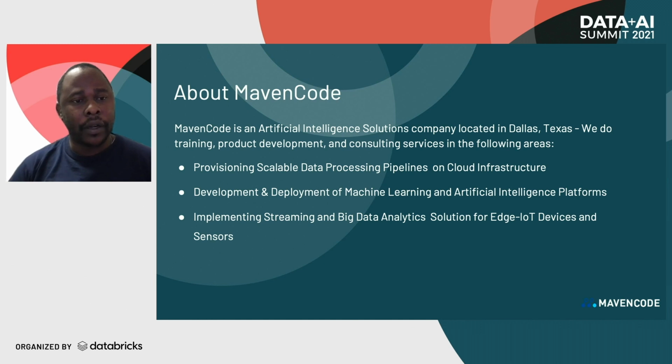So, a little bit about us. We work for Maven Code. Maven Code is an artificial intelligence solutions company located in Dallas, Texas. We do product development, training, consulting around provisioning scalable data pipelines in the cloud. We do deployment of machine learning models on different platforms and in different cloud environments. And we do a lot of things around streaming, IoT, edge device application development as well.